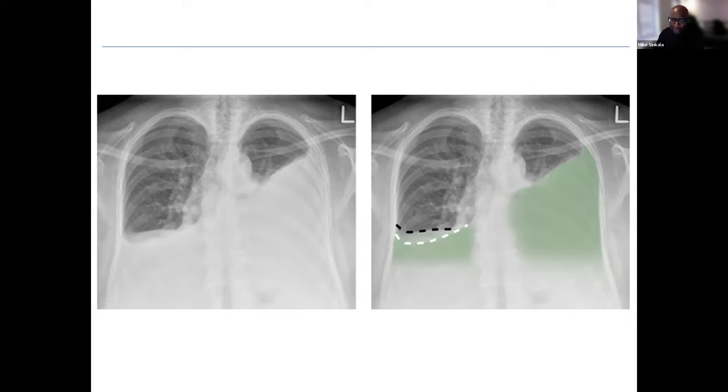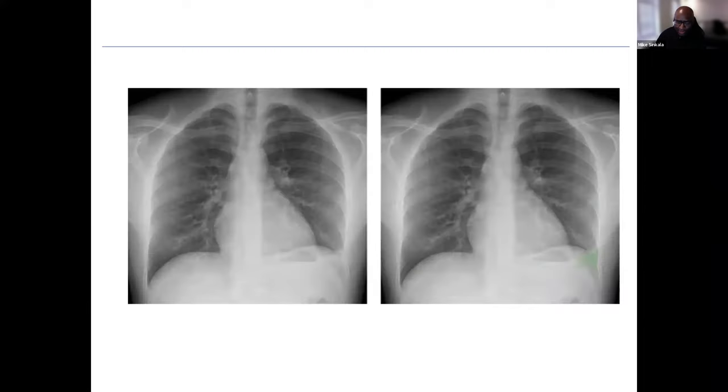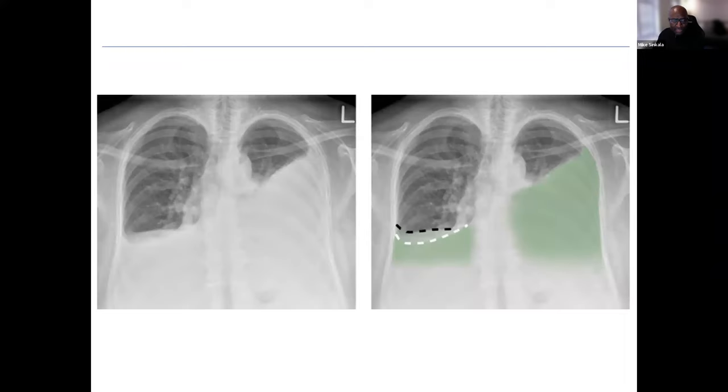We see quite a large left-sided pleural effusion, with possibly a moderate pleural effusion on the right side. Usually when clinicians see bilateral pleural effusions, this is cardiac related. So this patient possibly might have heart failure. Heart failure usually presents with bilateral pleural effusions, like in this case.